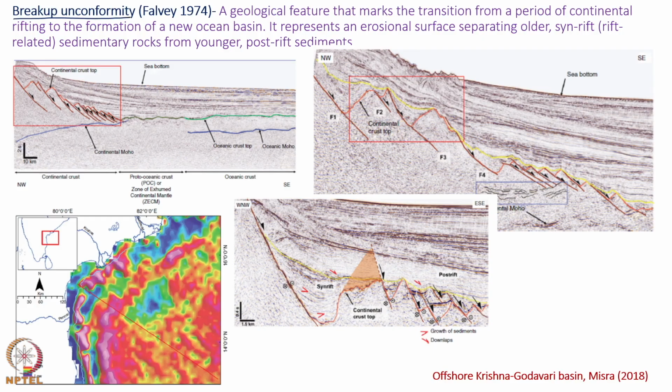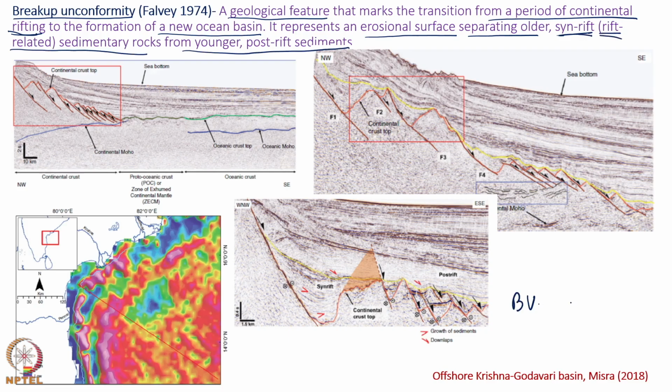Let us look at the breakup unconformity, which I did not describe in terms of sketches. We can do it directly from the seismic image. It is an unconformity that marks the transition from a period of continental rifting, continental crust getting separated, rifted, to the formation of a new ocean basin. So, how will it be represented? It represents an erosional surface separating older syn-rift, that means rift related sedimentary rocks, from the younger post-rift sediments.